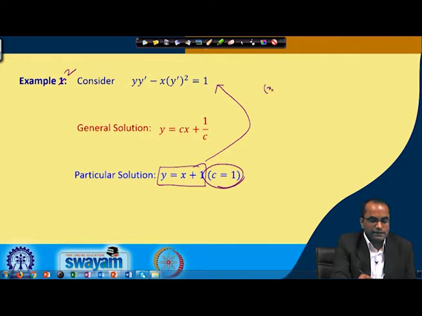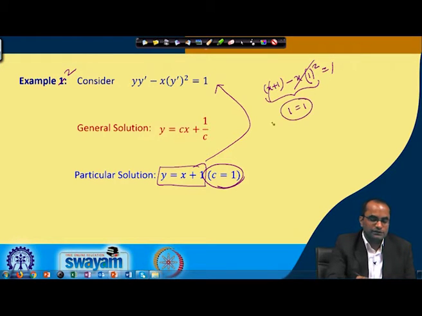So, y is equal to x plus 1, and here y prime will be 1 minus this x, and then again y prime, that is 1 whole square, is equal to 1. So, what do we see on the left hand side? This x gets cancelled. So, 1 is equal to 1. So, this is naturally satisfying the differential equation, because for any c it satisfies the differential equation.